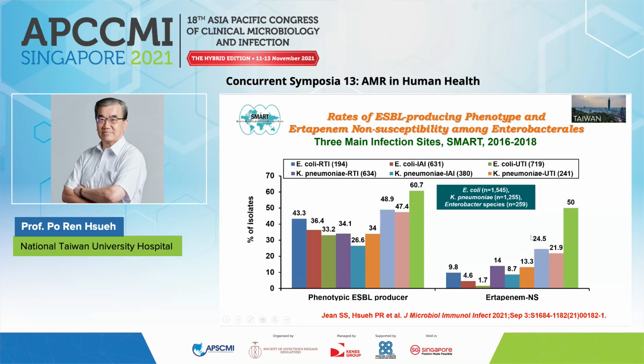but for the Klebsiella pneumoniae, you have a high rate of carbapenem resistance. And this is not only for E. coli, but also for the Enterobacter species. So this is for Enterobacter, the ESBL producing and the carbapenem-resistant.